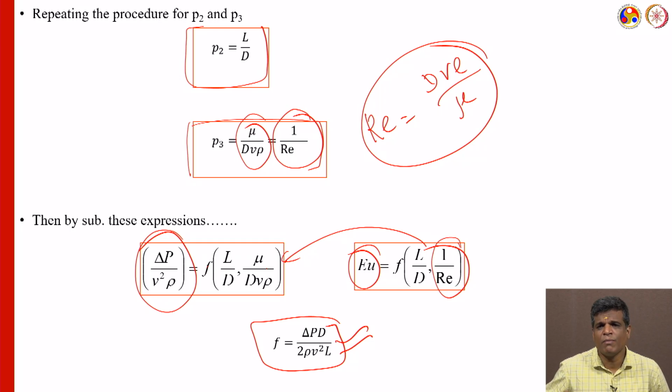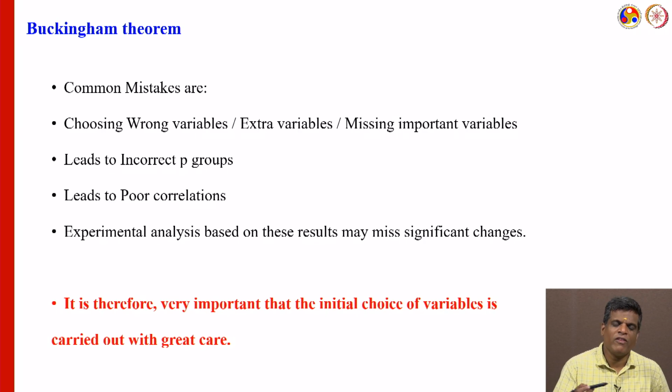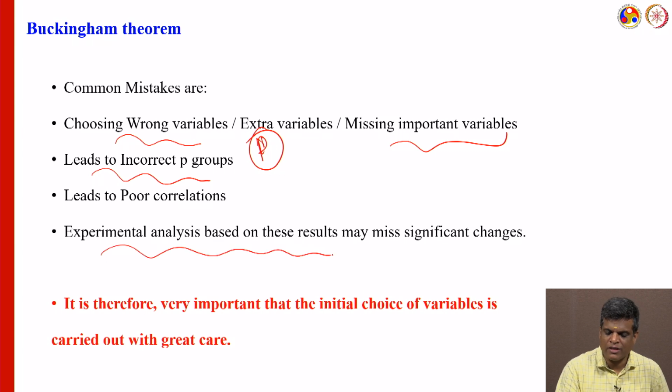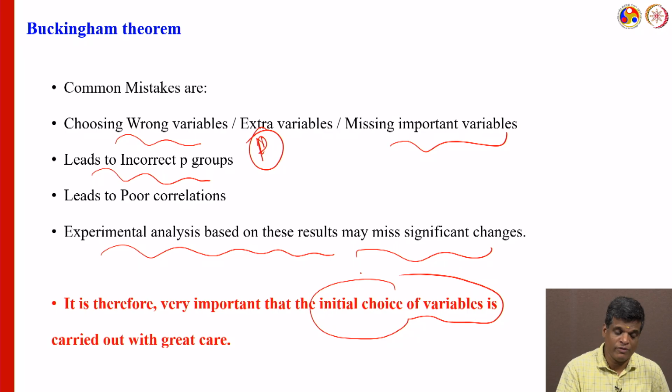So far we discussed incompressible fluid, how the pipe flow works and what the dimensionless numbers are here. But what are the common mistakes we make? Sometimes we choose the wrong variable, or sometimes we add an extra variable, or miss an important variable. Make sure of this. Sometimes it leads to an incorrect pi group, the dimensionless group. Then experimental analysis based on the results may miss significant changes, because that variable is not there. So the initial choice of variables is very important. We have to be very careful.